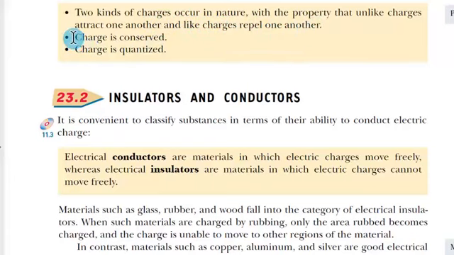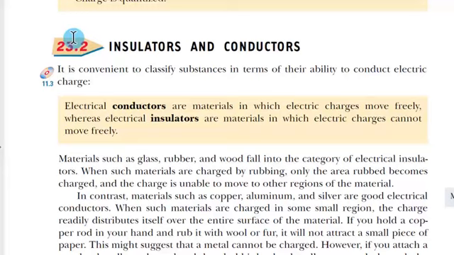We've also come to realize that charges are conserved. They are neither destroyed nor created. So we can't create charges, we can't destroy charges. The number of charges in the universe are conserved. They remain the same. We also came to realize that charges are quantized. So the amount of charges that we have in any material, they come in steps of one basic charge unit.